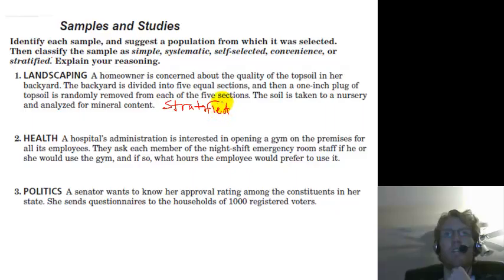So it's a stratified sample. Our sample is going to be the part that we're actually looking at, so the sample is the 5 one-inch plugs. A plug of soil is just like a little clod or a piece of dirt. And then our population, which would be everything, is all of the soil in the backyard. So you're looking at just 5 pieces of soil to try to make a conclusion about all of the soil, to find out mineral content.